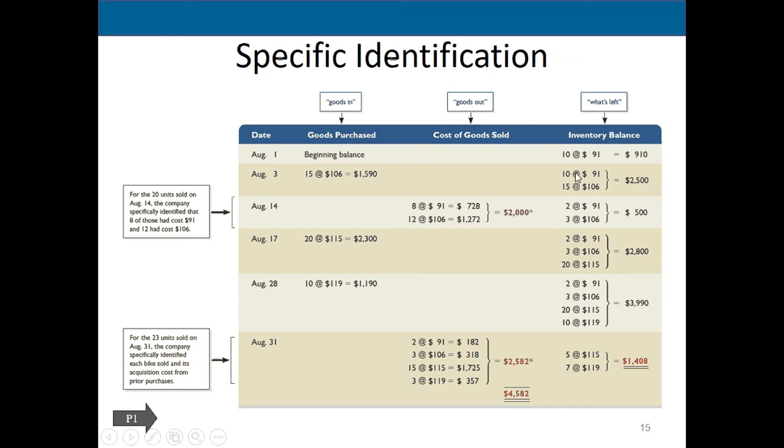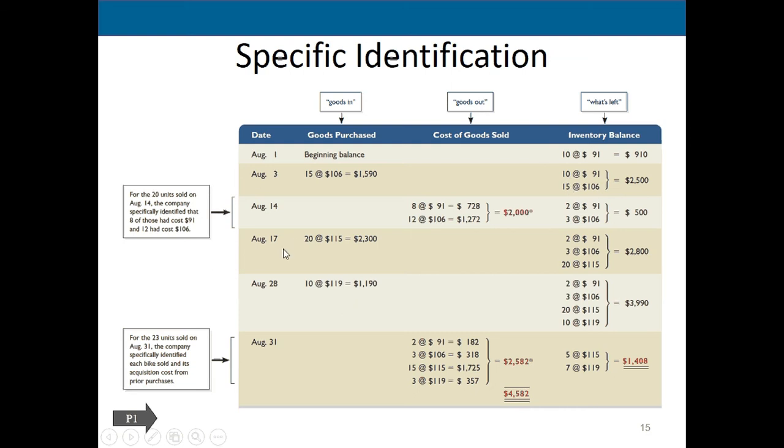That means that we sold 8 of these, and then we sold 12 of these. See what's happening? So I know that I have to transfer that cost level, or $2,000, out of inventory and into cost of goods sold. That's going to leave me an inventory value over here of 500. See, the 2,500 minus this cost of 2,000 leaves me a $500 inventory balance. What's now left in my inventory? Well, I'm left with 2 at 91 and 3 at 106 because I sold these number of these.